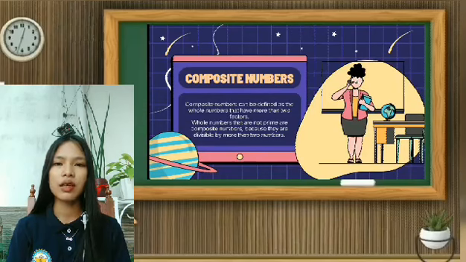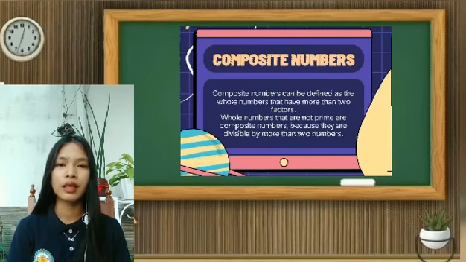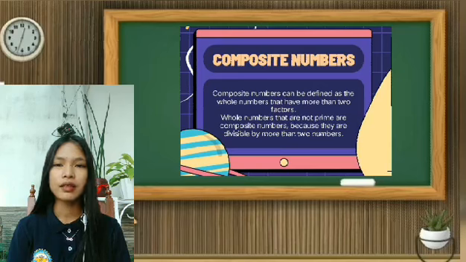So now let's talk about what composite number means. In math, composite numbers can be defined as the whole numbers that have more than two factors. Whole numbers that are not prime are composite numbers because they are divisible by more than two numbers.